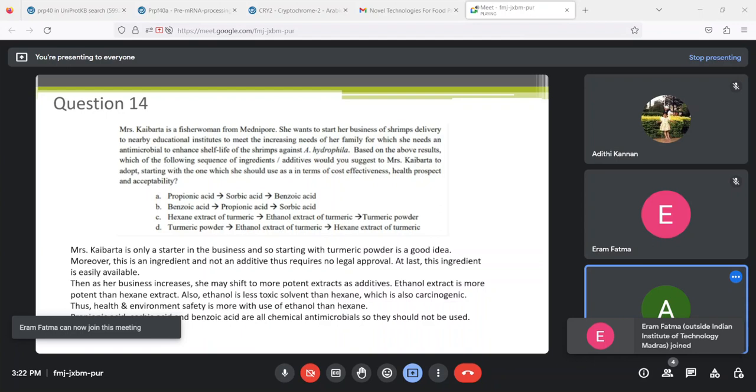Propionic acid, sorbic acid and benzoic acid are all chemical antimicrobials, and hence for a person who is just starting off a business, a fisherwoman, this might require legal approval as well, and there is only a certain concentration to which you can add these acids. You can't add acid as much as you want. So regulatory approval also comes in these cases, and hence propionic acid, sorbic acid, and benzoic acid should not be used as much as possible. So the answer to this question is option D.